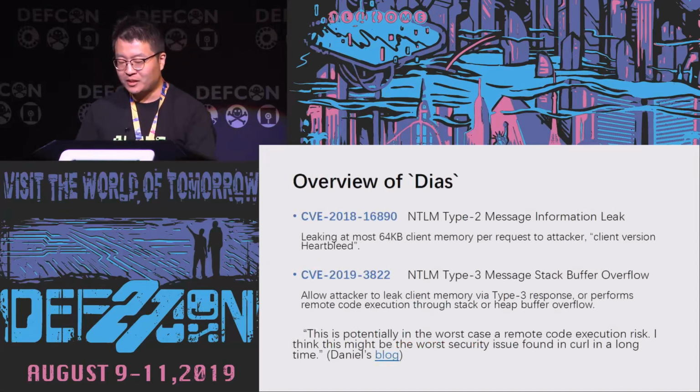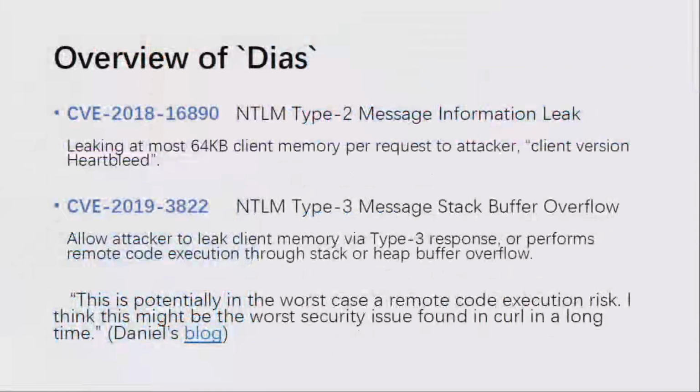And here are those problems we have found in LibCurl. We named them as DS, name of another famous navigator. The first one, 890, is a vulnerability in NTLM type 2 message. It can leak at most 64 kilobytes of client memory per request to the attacker. The result is very like Heartbleed, but is the client version. And the second one, 3822, is a vulnerability in type 3 message. It will result in a stack buffer overflow. LibCurl also wrote this in his blog and thought it's a very bad security issue.